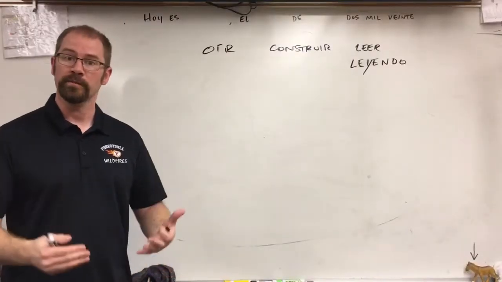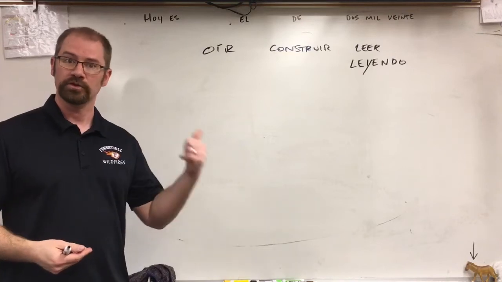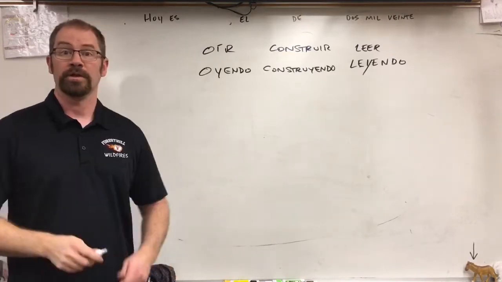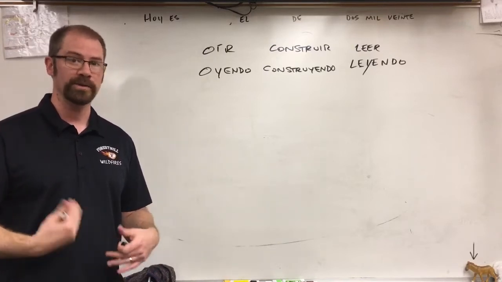So if I want to say I am reading, it'd be estoy leyendo with a Y. If you want to try and do the other 2 really quick, go ahead and do them. I'm going to write them on the board for you. Okay, so for oír, normally it'd be O-I-E-N-D-O, but I changed the I to a Y, so it'd be oyendo.